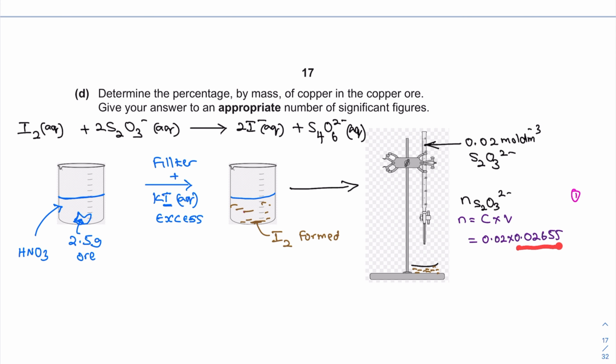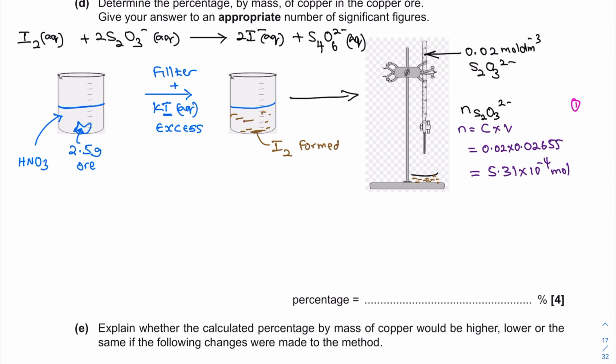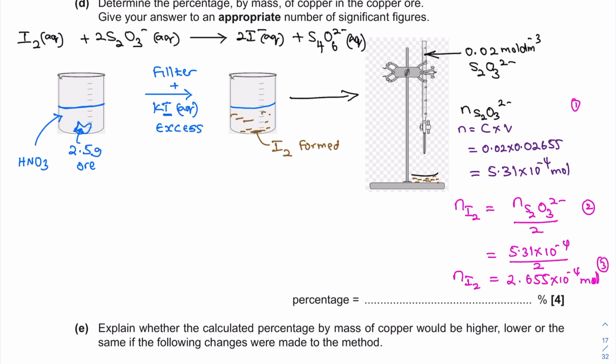We convert that to decimeter cubed by dividing it by 1,000, and then we get that amount of moles of thiosulfate. So number 2, if we know the moles of thiosulfate, this is twice here, thiosulfate. So if we divide this mole by 2, we get the moles of iodine. Because the ratio is 1 to 2, the moles of iodine is going to be the moles of thiosulfate divided by 2, and that gives us the moles of iodine.